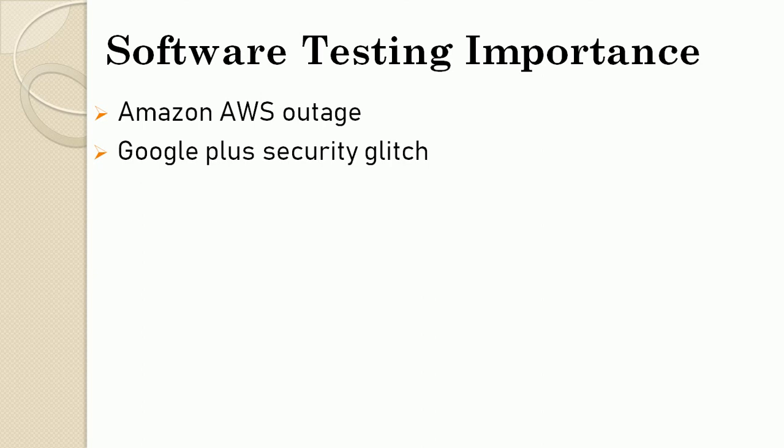The next one is the Google Plus security glitch. A vulnerability in Google Plus exposed the private information of nearly 5 lakh people using the social network between 2015 and March 2018. The third one is the Facebook user data leak problem. Hackers exploited vulnerabilities in the system that allowed them to access possibly 50 million accounts in 2018.